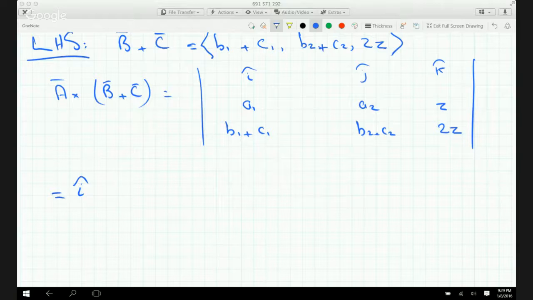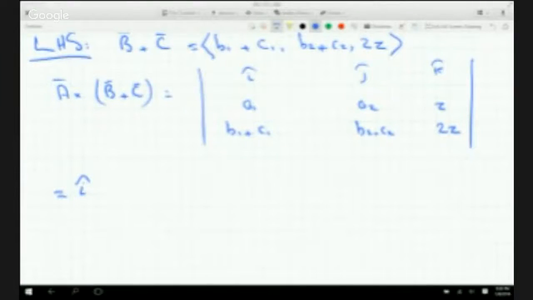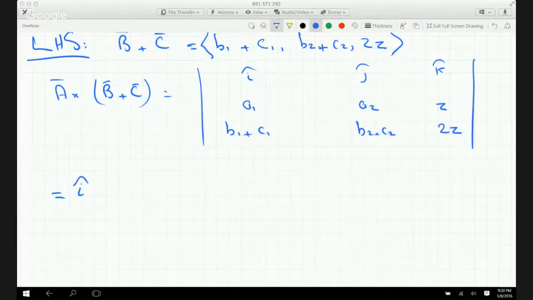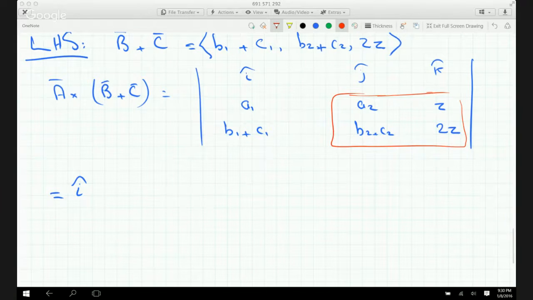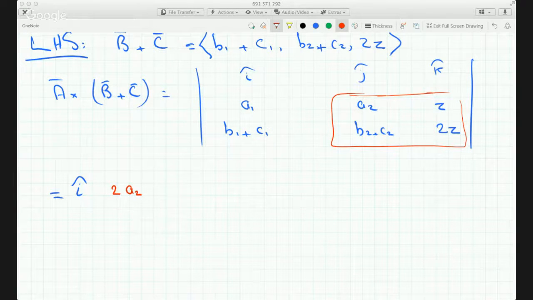And if we do that, if we hide the ith row, we will get these, right? And you just cross multiply these. So you get 2 A2 Z minus B2 plus C2 times Z. That's the i component.